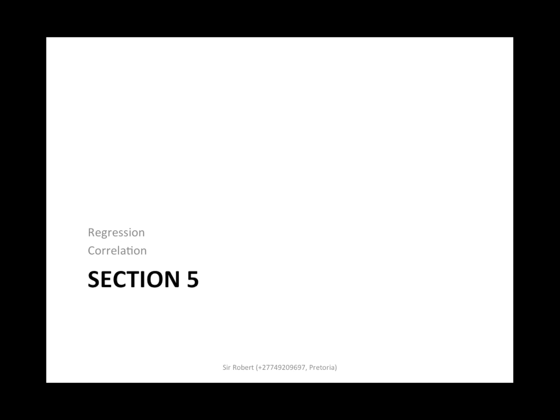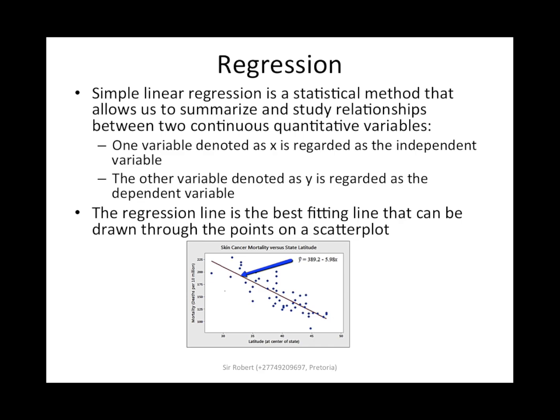Section 5 shall cover regression and correlation. So let's move on. Regression. Simple linear regression is a statistical method that allows us to summarize and study relationships between two continuous quantitative variables.